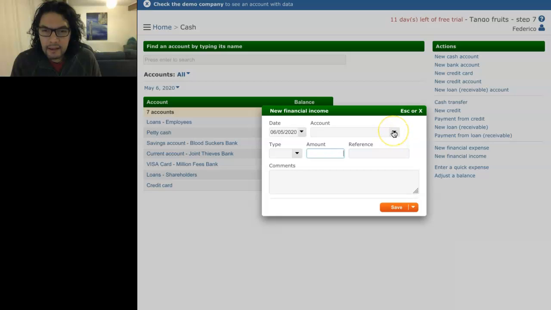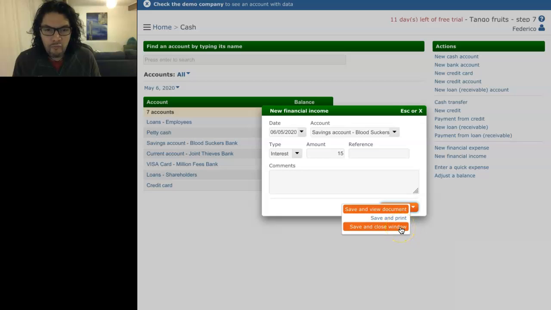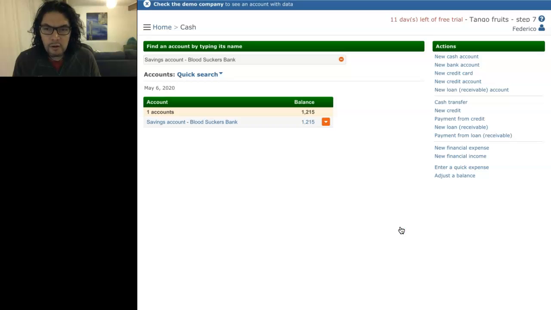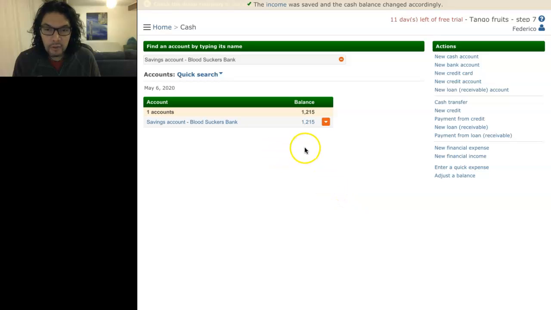Let's say we've got here a savings account, and let's say they pay us some interest, which I'm sure is a miserable amount. So let's say 15, and then we save and close this window, and my savings account balance goes up by 15.